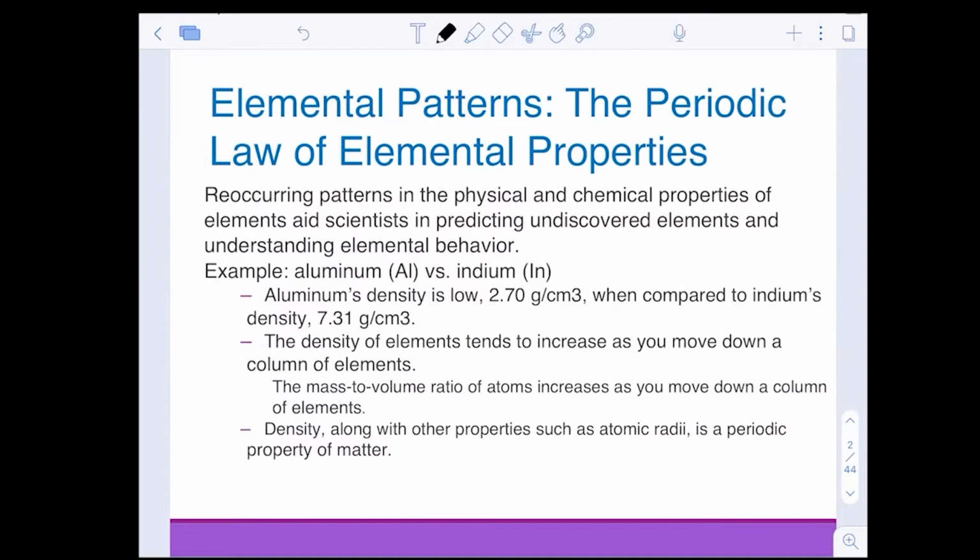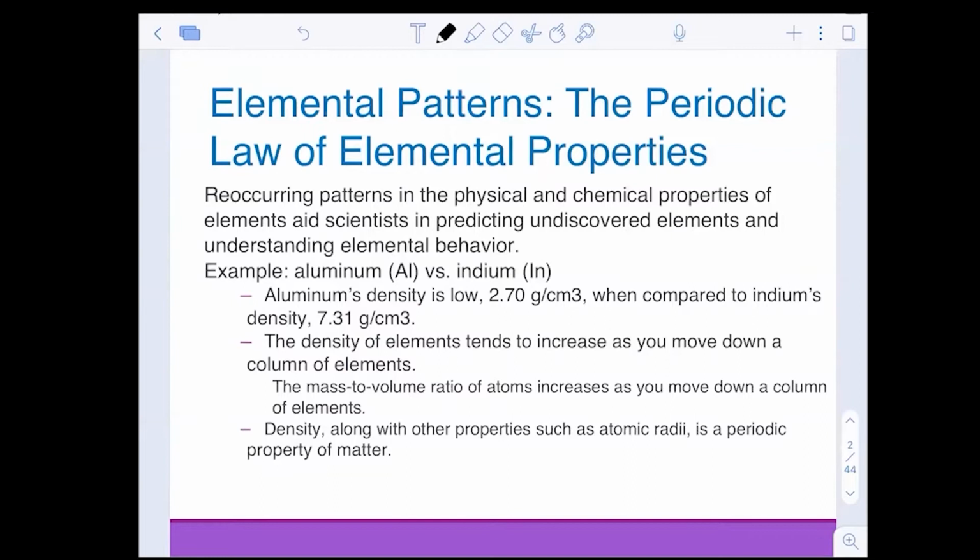And density, along with other patterns such as atomic radii, affinity of electrons, and probability of losing an electron, all of those things tend to be familiar. When we start looking at the periodic table, we'll look at how we can look at an element's position on the periodic table and say something about it. Is there somebody next door that is similar in reactivity? That's where we'll be able to really use the periodic table as a tool.